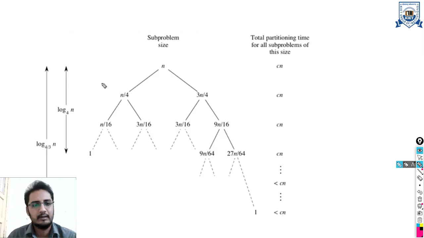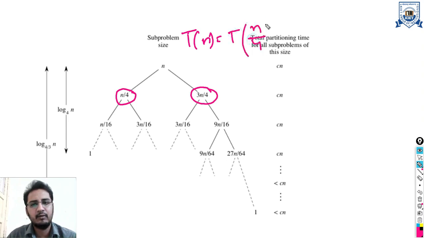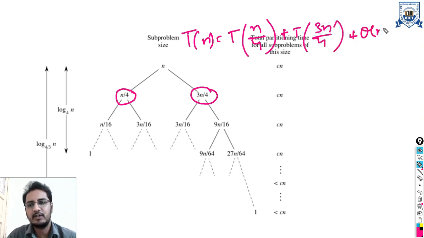Now let us say I am doing partition such that I am getting 1 by 4th of the problem on the left hand side and the remaining 3 by 4th of the problem on the right hand side. That is, my T of n is going to give me T of n by 4 on the left hand side and T of 3n by 4 on the right hand side, and this is your partitioning complexity. So this is your recurrence in this case. So what will be the complexity here?